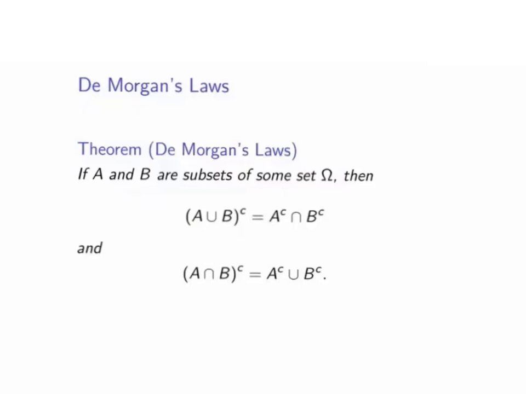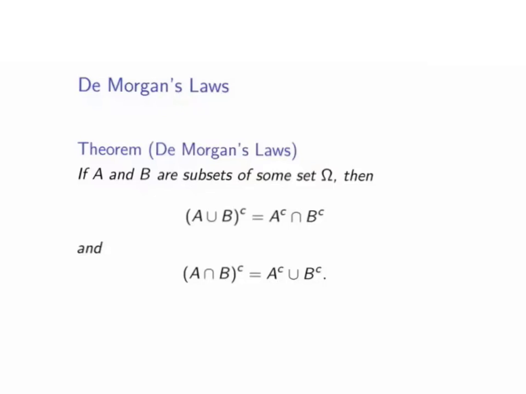It states that if A and B are subsets of some set omega, then the complement of the set which is formed by the union of set A and set B will be the same as a set which is formed by the intersection of the complement of A and the complement of B. Besides, the complement of the set which is formed by the intersection of A and B is the same as a set which is formed by the union of the complement of A and the complement of B.